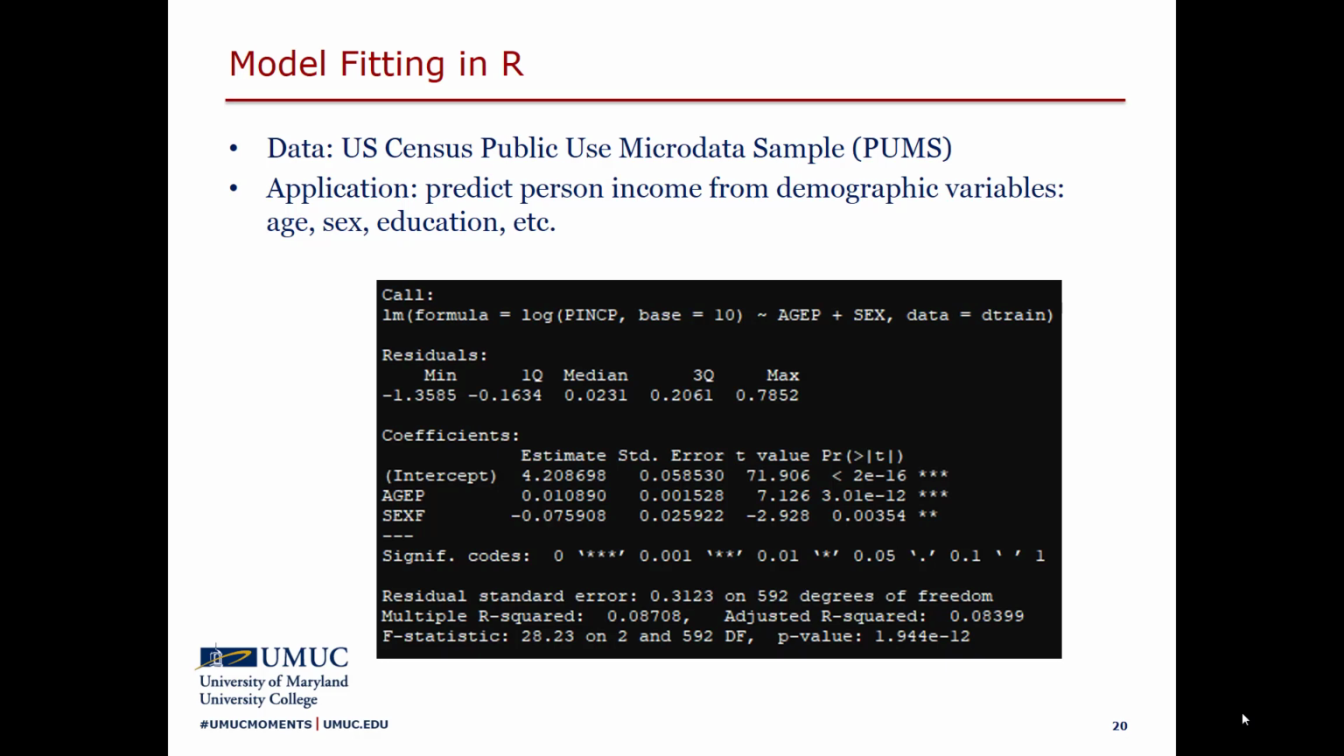So here I'm using data from the US Census public use microdata sample, PUMS. If you're interested, it has a large number of variables. I am using only two explanatory variables. The application of this is for prediction, to predict a household or a person's income from demographic variables. So I'm limiting it to only age and sex.